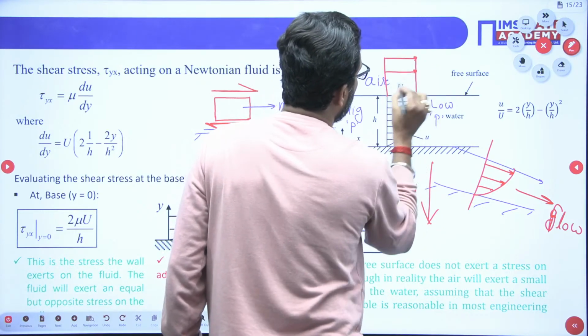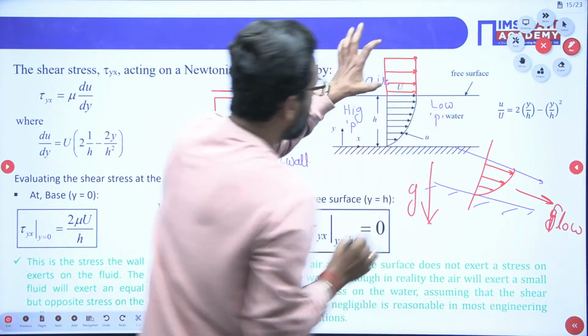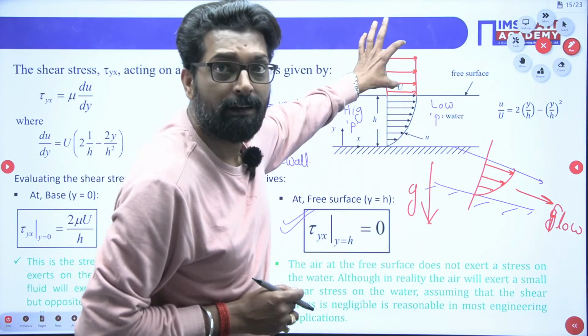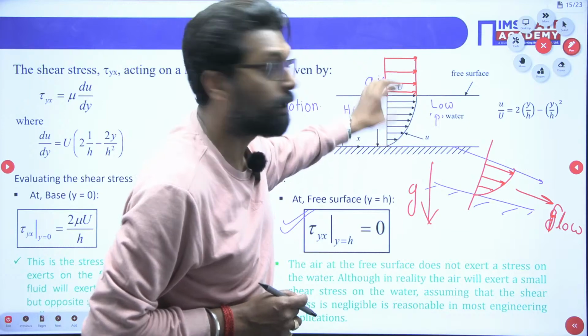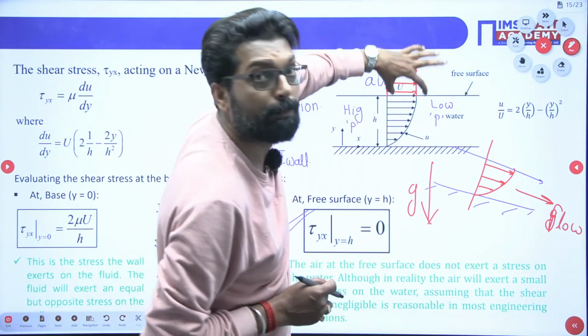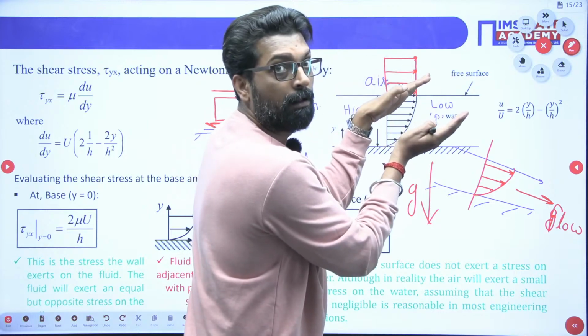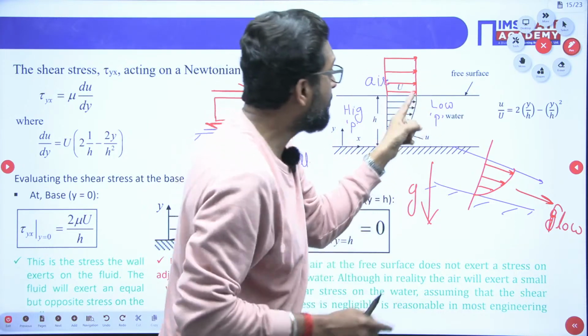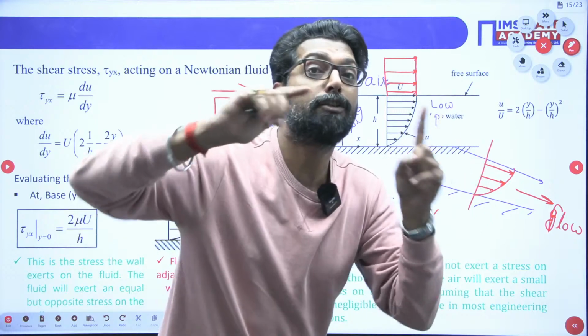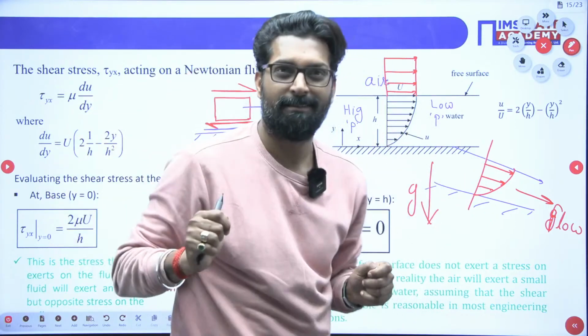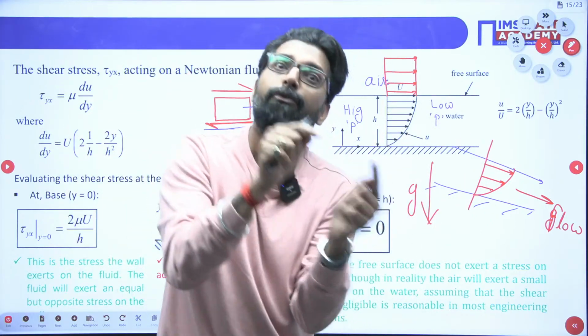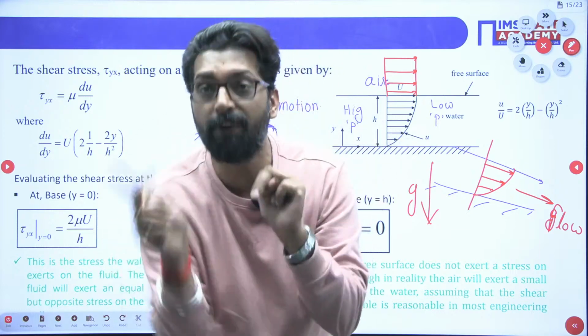Understood? This velocity profile is due to the air and this velocity profile is due to the water. But what is the velocity profile here? This is the velocity profile, because all the layers have the same velocity. So a free surface is not called an interface. Interface and free surface are two different things.